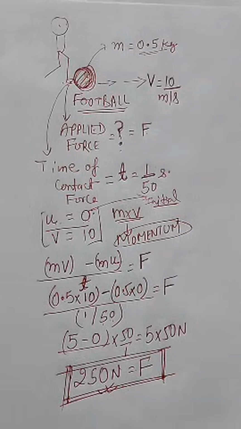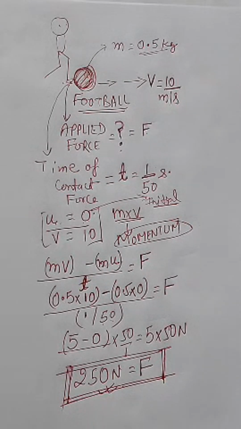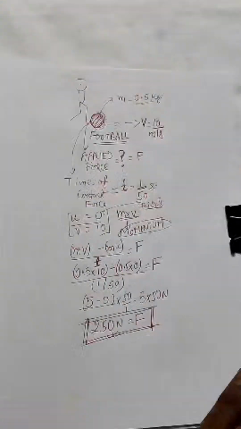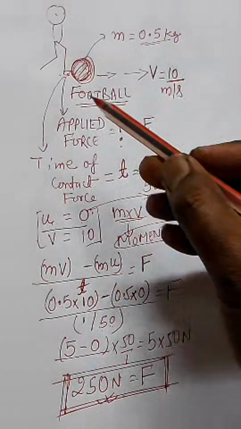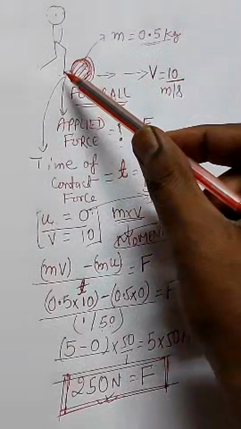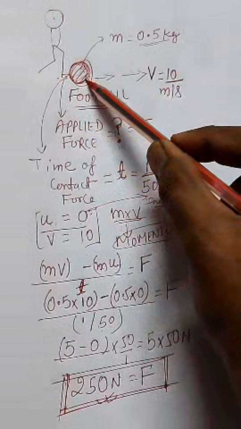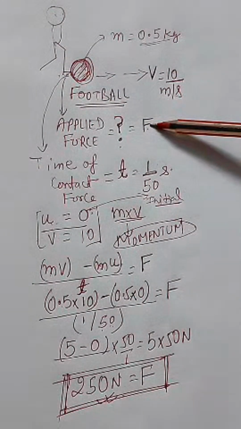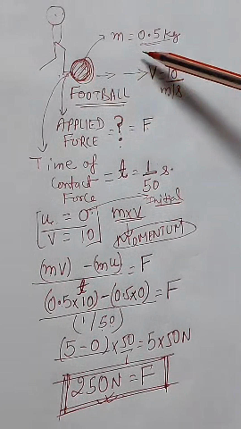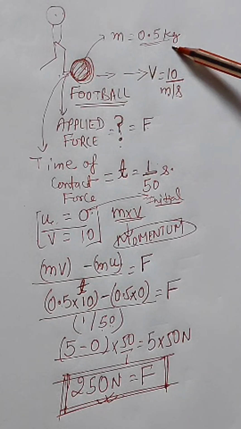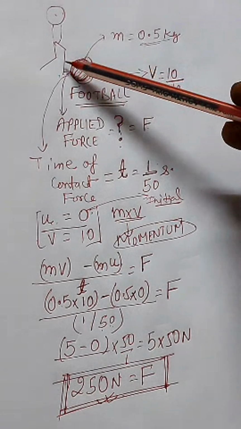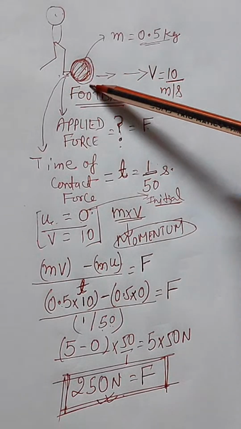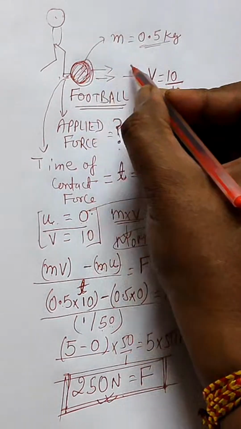So this is a question from the momentum chapter, where it's given that a football player kicks a ball, and with his foot he applies some force on the ball, and that force is, let's say, F. We need to find this F when the mass of the ball is given as 0.5 kg, right? And the velocity imparted by the football player to this ball is 10 meter per second. That means when he kicks off, the ball attains a velocity, and after that it starts moving in one direction.